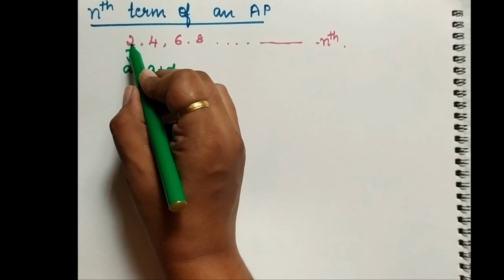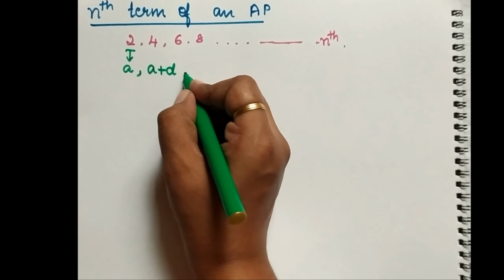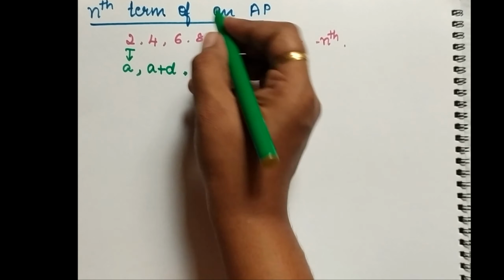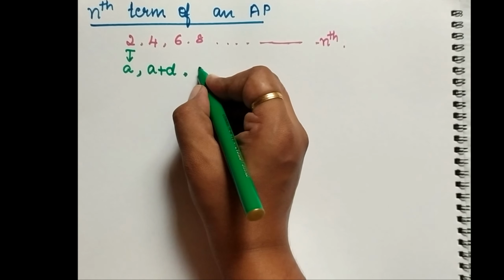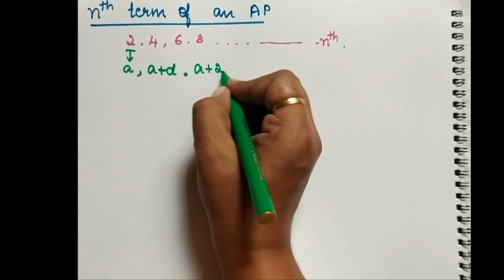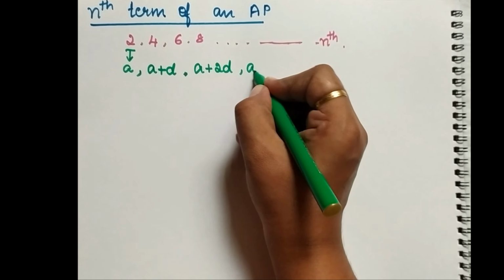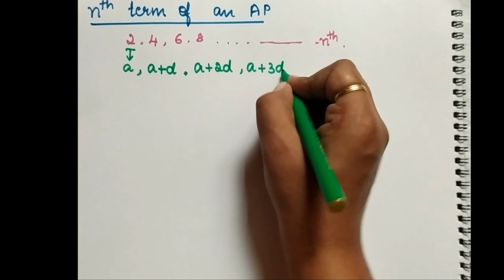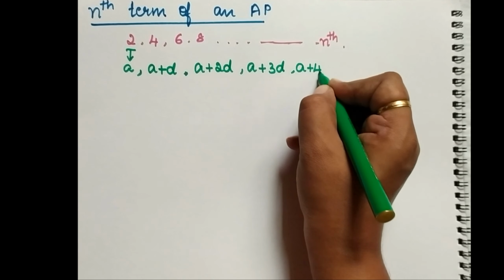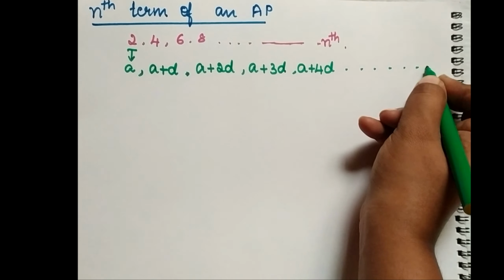4 minus 2 is 2. Adding 2 to the first term will give 4. And then the third term, 6. Can I write it as A plus 2D? Yes. The next term is A plus 3D, A plus 4D and so on.